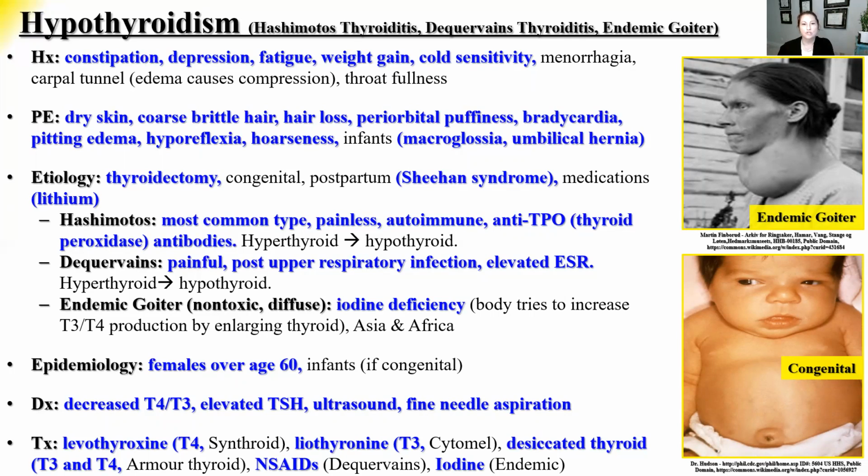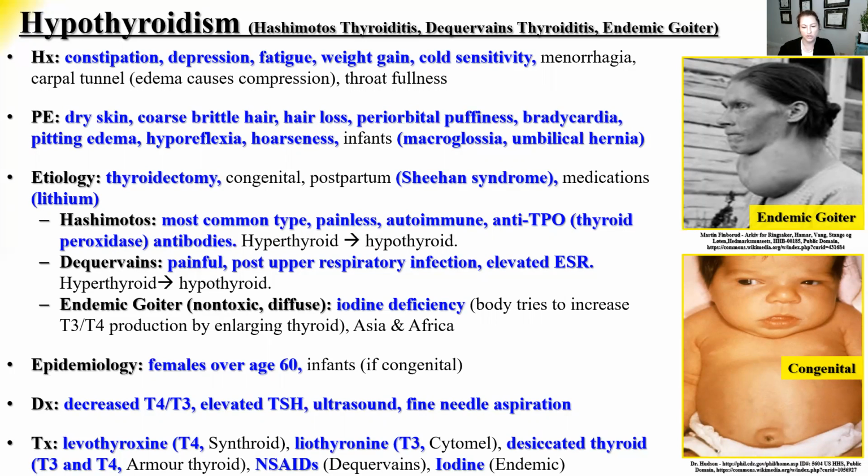Constipation, the gut is slowed down. Depression, fatigue, weight gain, the thermostat is turned down, so they get cold sensitivity. Menorrhagia, carpal tunnel, they get this kind of widespread edema that can cause compression of the median nerve. And then throat fullness. If you look at that top picture there, that's endemic goiter, you can see why they may have a feeling of throat fullness. On physical exam, dry skin, coarse brittle hair, hair loss, periorbital puffiness, bradycardia, the heart is slowed, pitting edema, hyporeflexia, hoarseness if they have that mass effect.